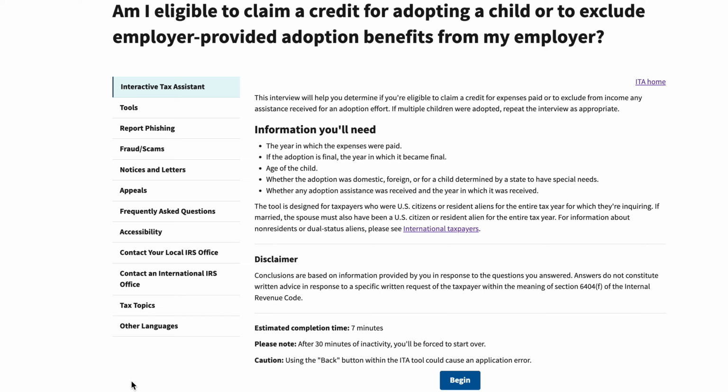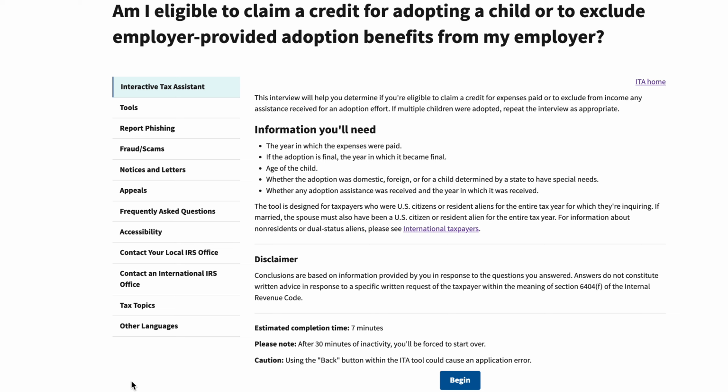In this video, we'll be going over the IRS Interactive Tax Assistant tool that helps taxpayers determine whether or not they can claim a tax credit either for adopting a child or excluding employer provided adoption benefits that were given to them in their workplace. So there is a process to be able to claim either the tax credit or the exclusion of employer provided benefits. This walkthrough of the tax assistant will walk through some of the questions that you'll need to answer for yourself when trying to claim these benefits on your tax return.